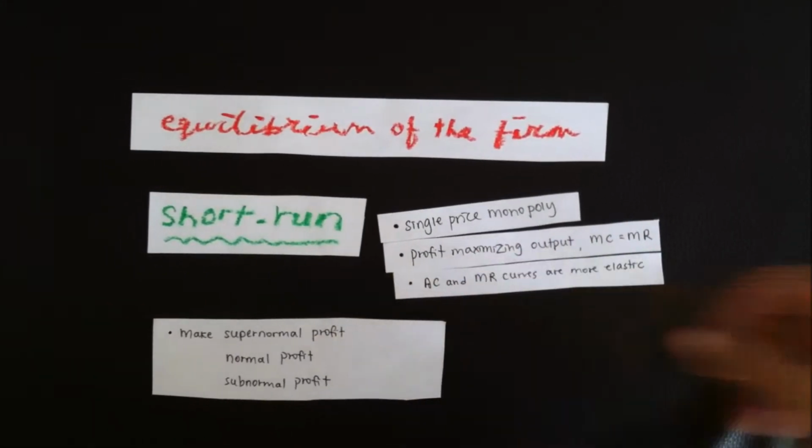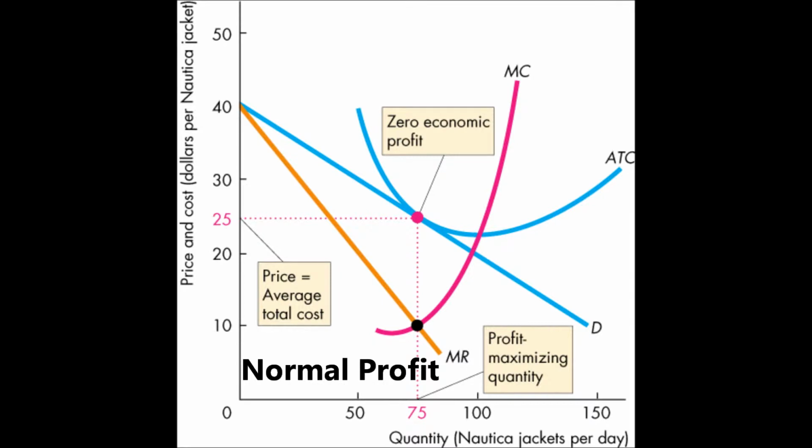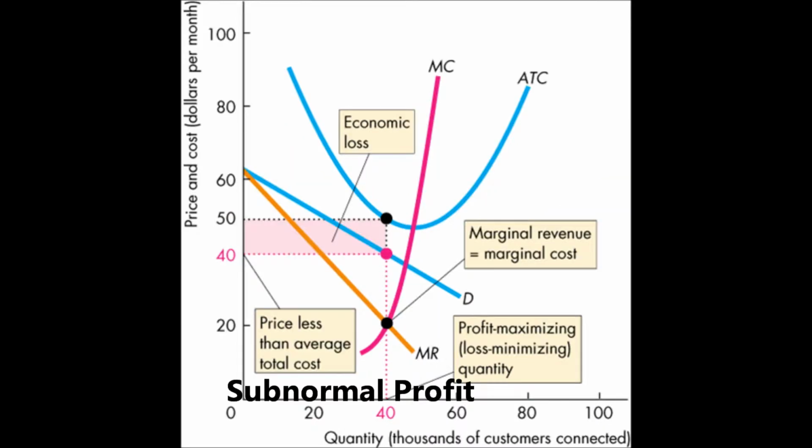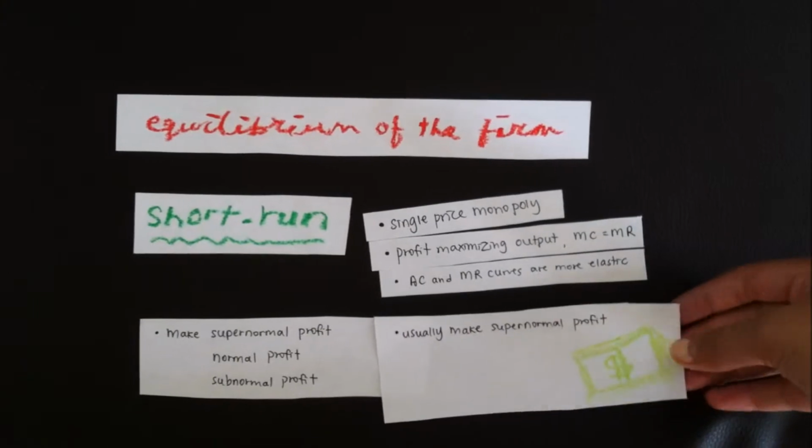In the short run, they are able to make a supernormal profit, which is when price is greater than ATC, normal profit when price is equal to ATC, and also subnormal profit when price is lower than ATC. The firms usually generate supernormal profit.